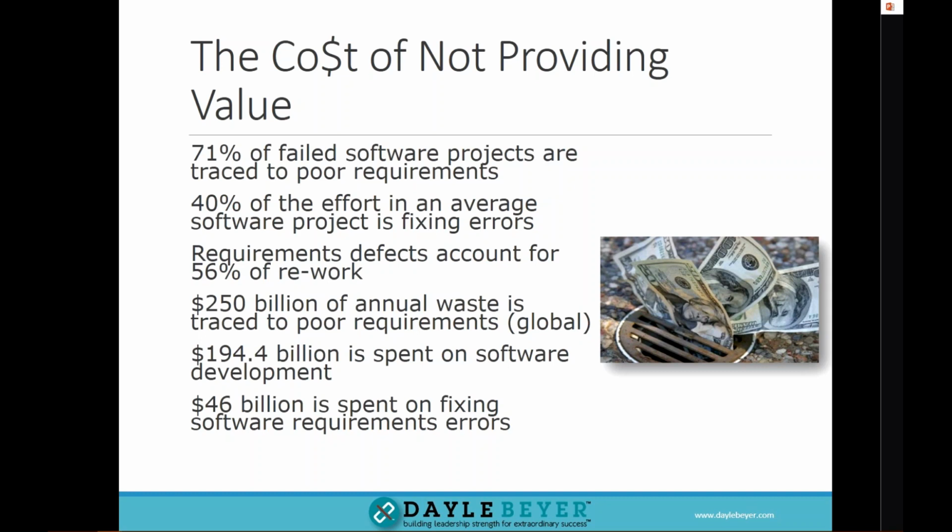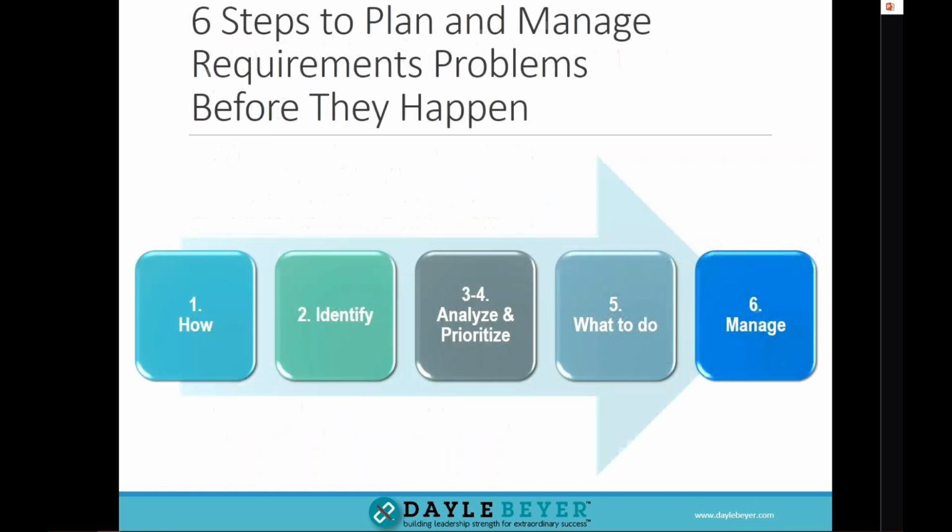We want to prevent problems before they happen. And if we use the 6 steps that I'm going to show you here, you can prevent up to 90% of the problems you have on your projects. So 6 steps to plan and manage requirement problems before they happen. And this is an abbreviated version, okay? We want to know the how, to identify, we want to analyze and prioritize, we want to know what to do and what to manage.